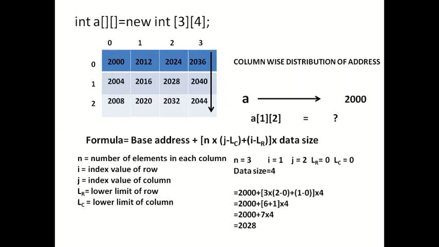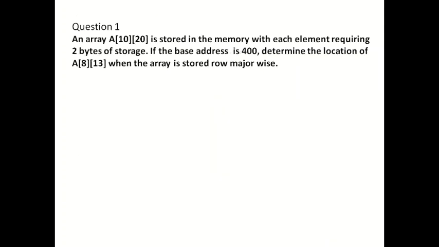So then you have to rely on the formula to fetch the address of any specific location. Now I am going to show you 3 problems which are based on memory address calculation. See the first question here: an array A10 of 20 is stored in the memory with each element requiring 2 bytes of storage. If the base address is 400, determine the location of A13 when the array is stored row major.